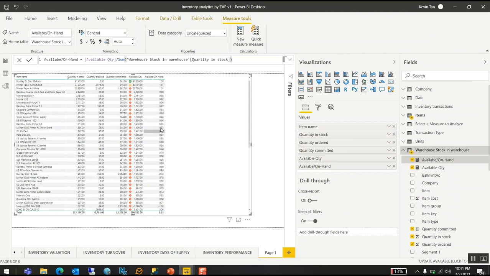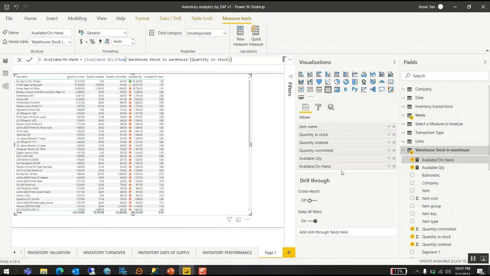Okay, so here you can see against the available quantity, it looks at all the different data in order to determine what is high, what is low, and what is in between the two. Okay, so that's what I can see there.